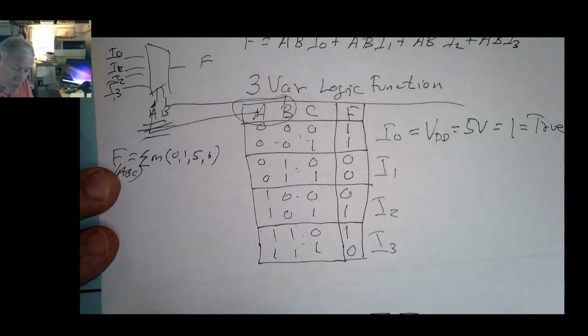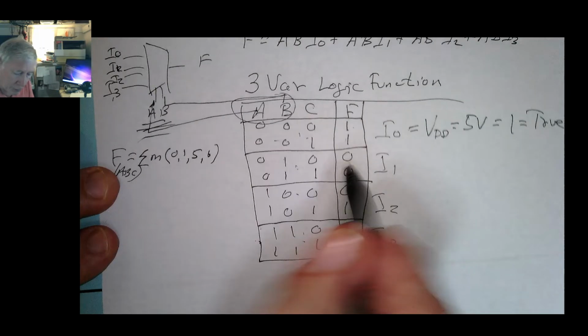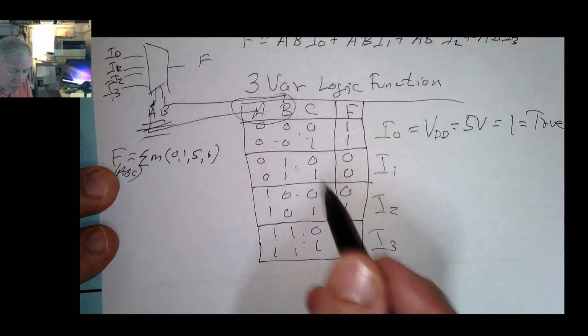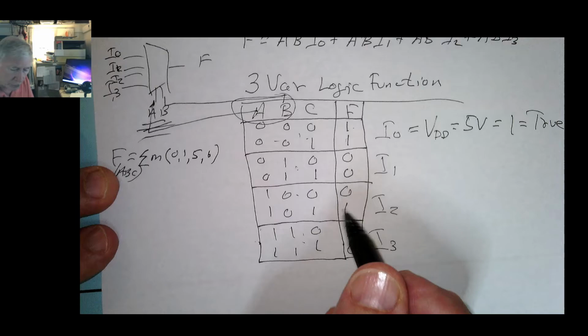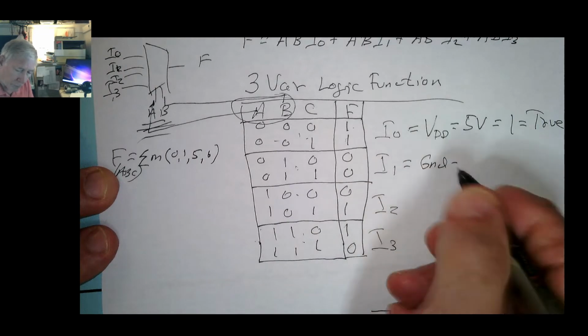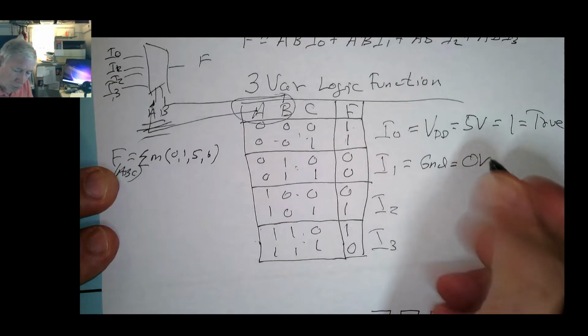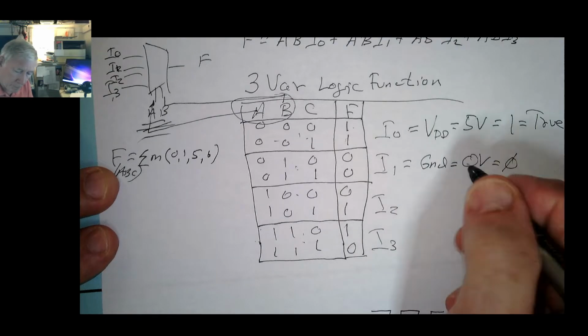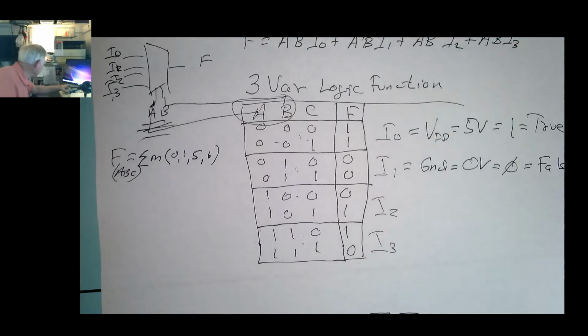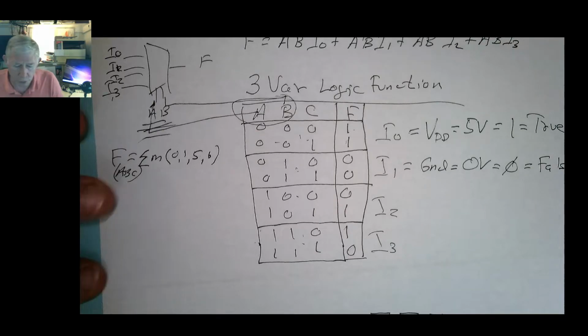Now I1, notice the output for F here doesn't depend on C either, because it's 0 in both cases. So we can actually say this is just ground, or 0 volts, or 0, or false. Okay, so that takes care of the first 2 rows.